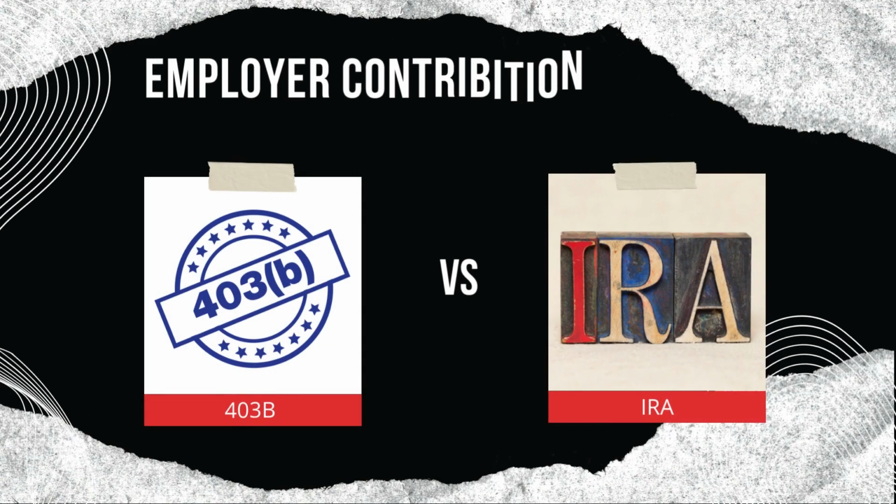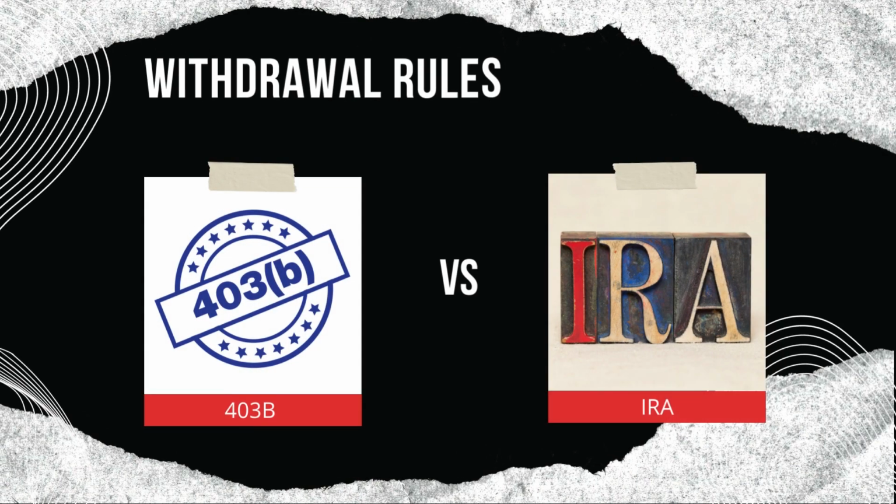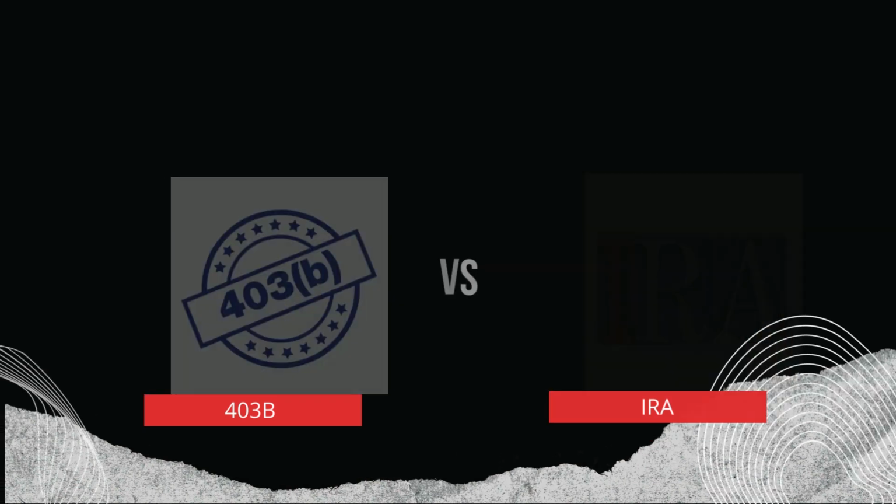Employer contributions. In a 403b, an employer may contribute to the plan on behalf of its employees. In an IRA, all contributions come from the individual. Withdrawal rules. The rules for when and how withdrawals can be made from a 403b or an IRA differ. For example, withdrawals from a 403b may be subject to penalties if taken before age 59 and a half, while withdrawals from a Roth IRA of contributions, not earnings, can generally be taken at any time without penalty.